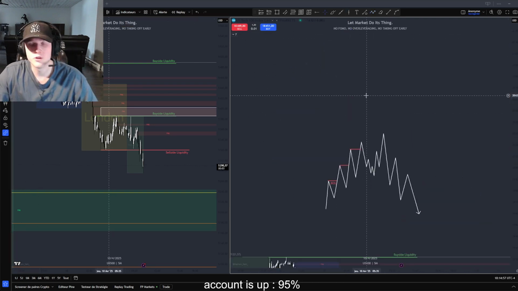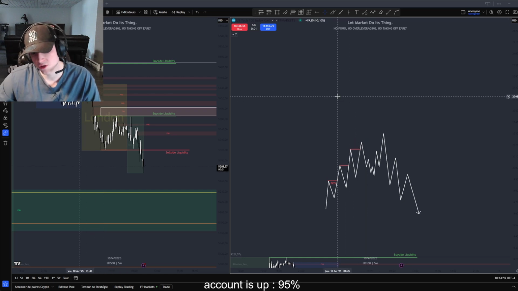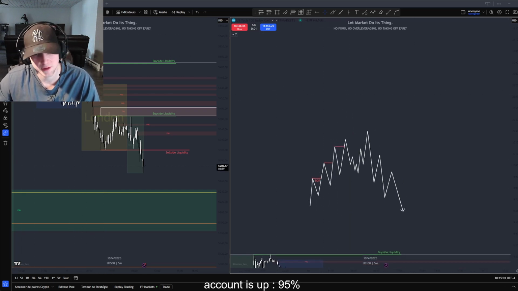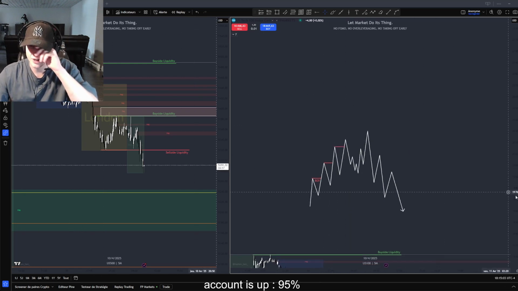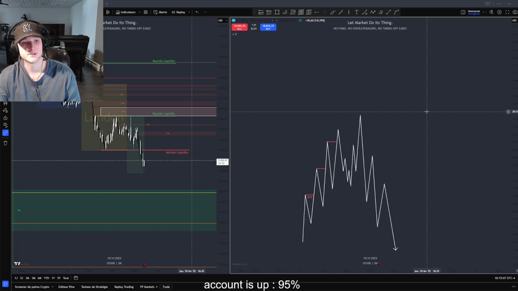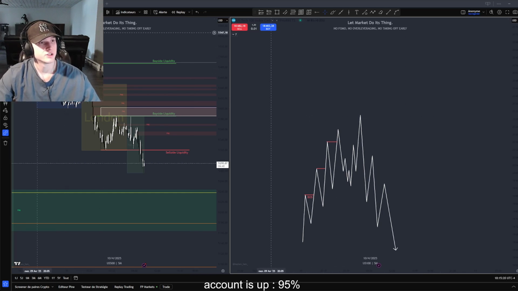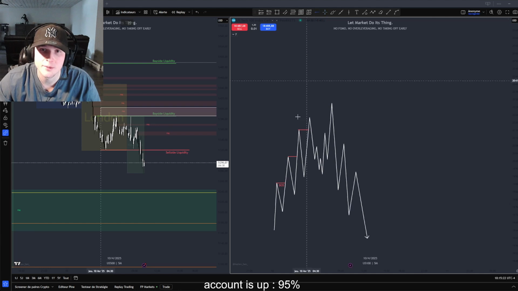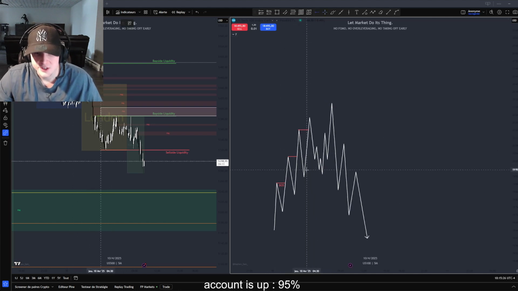Now, what's a market structure shift? A market structure shift is a breaker structure in the opposite direction. But it's important to understand that a market structure shift has to come with displacement, or else it's just a fake out, or a liquidity sweep, or whatever. Market structure shift is a very, very important aspect of trading because it identifies that the trend might be reversing.